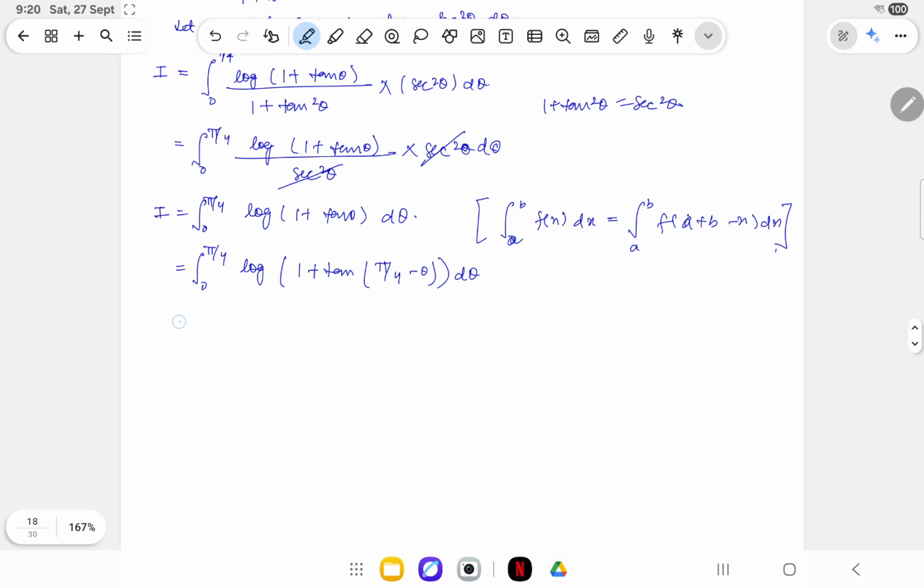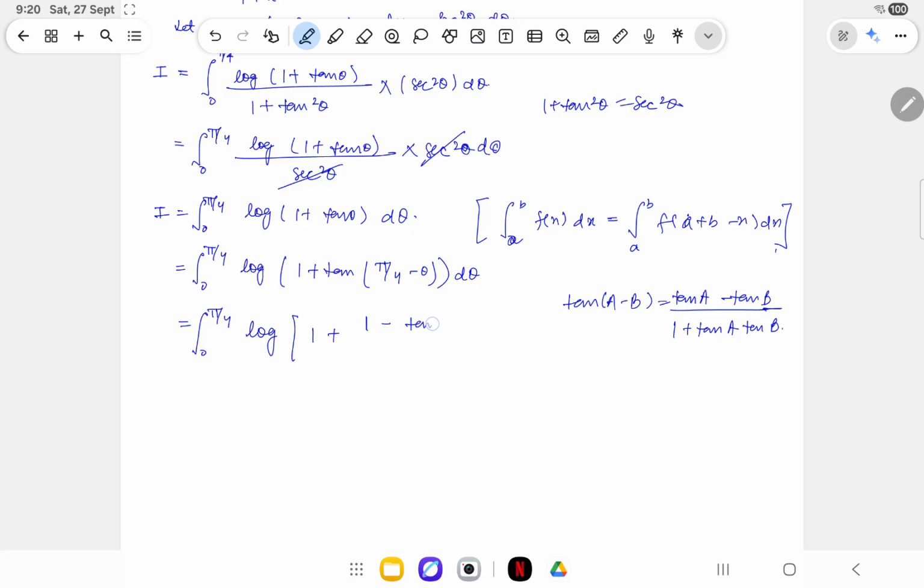So this basically reduces to integration from 0 to pi by 4 log 1 plus, let's use the tan of a minus b form, and we know that tan a minus b is basically equal to tan a minus tan b divided by 1 plus tan a tan b. So if we use it here, we'll get tan pi by 4 is basically 1, minus tan theta divided by 1 plus tan theta d theta.